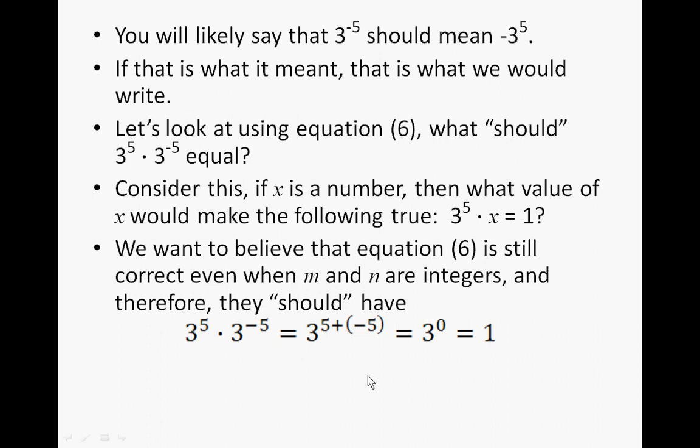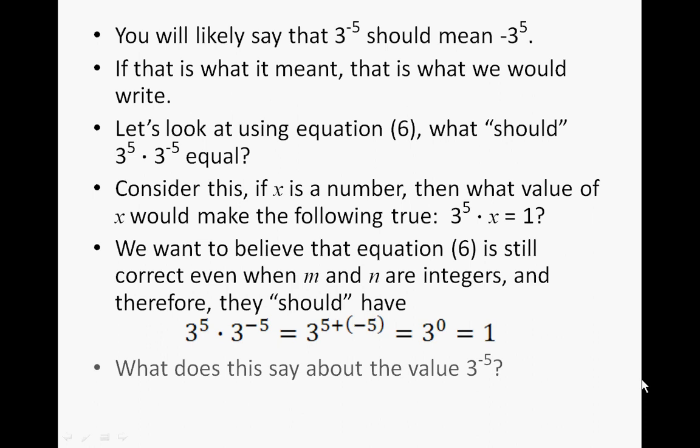So that kind of goes back up to here. 3 to the fifth power times some number is going to be equal to 1. Well, it would be the opposite of the exponent. So the opposite of 5 would be negative 5. But again, what does that say about the value of 3 to the negative fifth power? We see that this is going to work, that it is the opposite, but what does this mean? What is 3 to the negative fifth power? If I were to simplify that, what type of value does it have?